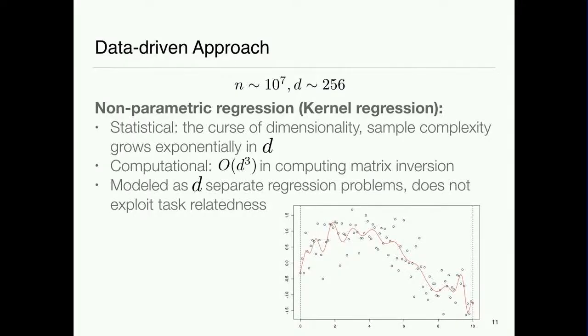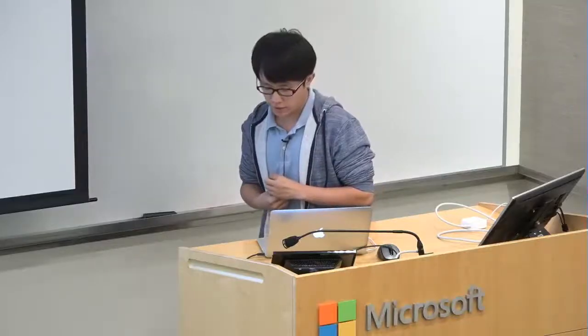So talking about data-driven approach, a first and obvious approach to solve this problem, since we are fitting a regression function, is why not use non-parametric regression, also known as kernel regression? The problem with kernel regression and related approaches is that the sample complexity grows exponentially in the dimension of our data. Here the dimension is around 256, and the exponential of it is very large, which means we need a very large data set for this kind of approach to converge.